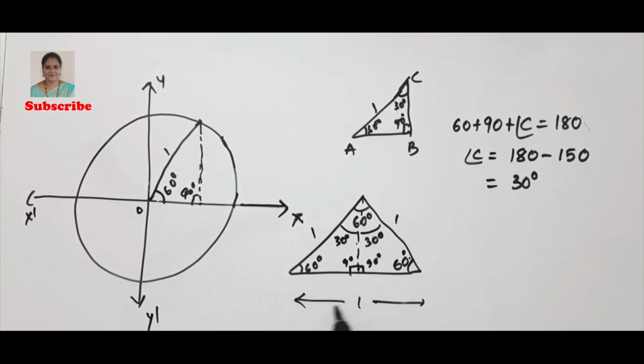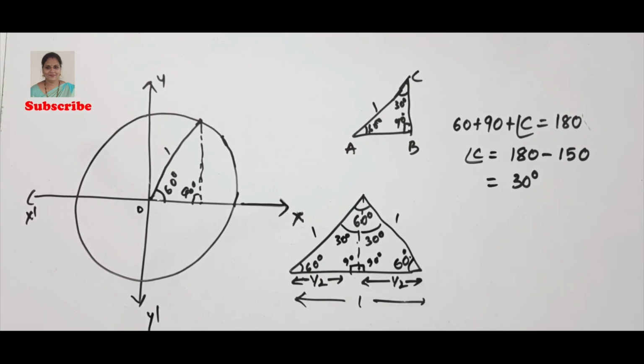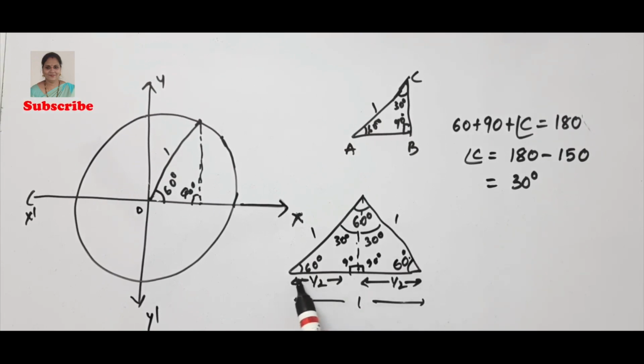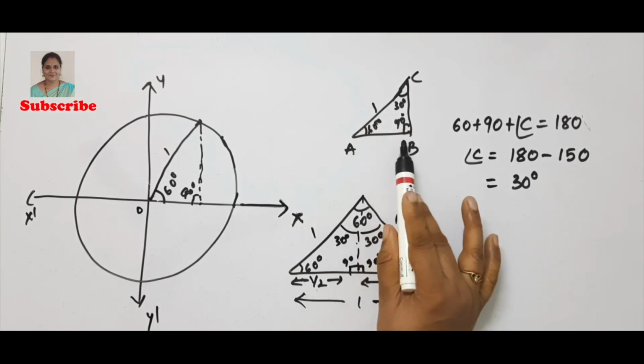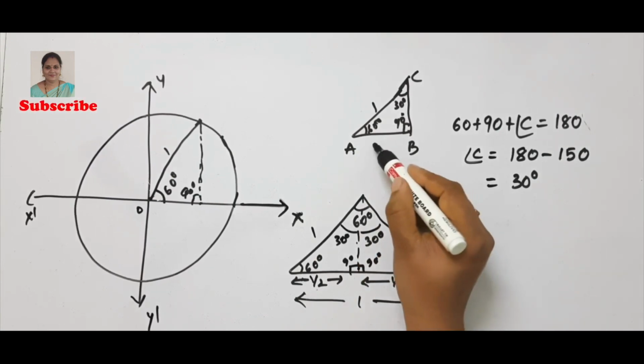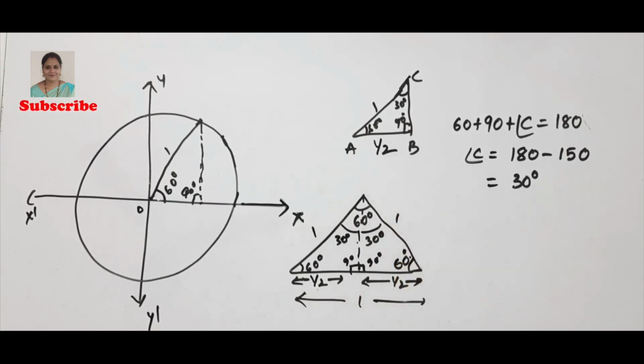And the length of this side, when the length of the whole equilateral triangle is 1, becomes half, 1 by 2. For this triangle it becomes 1 by 2, is it not? So this triangle is similar to this, and the length of the side containing the angle 60 degrees and 90 degrees is half. So here 60 is there, here 90 is there. The length is half.